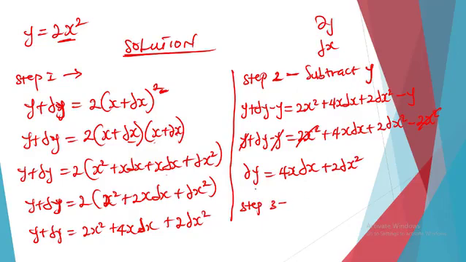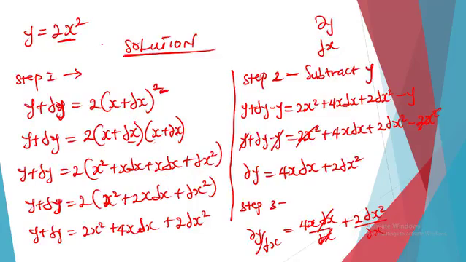Step 3. In step 3, we divide through by dx. We divide through using dx, so we have dy over dx to be equal to 4x dx over dx plus 2 dx squared over dx. This will eliminate this. Let's go to the next slide.